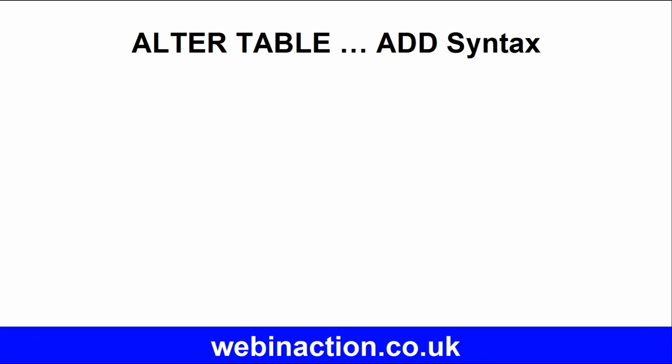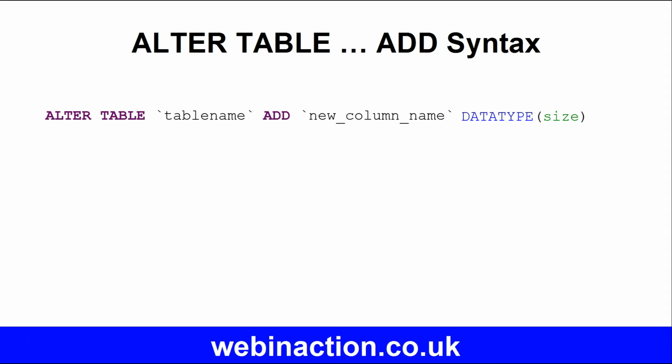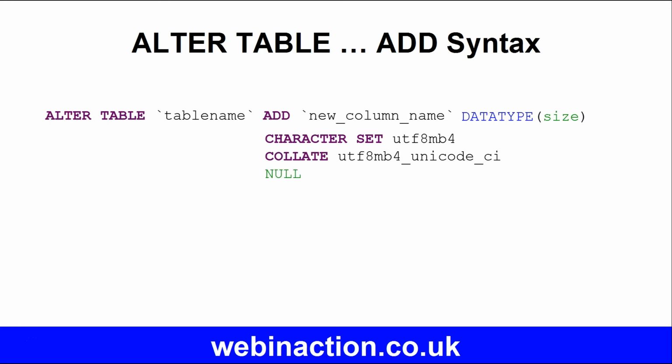A full add column statement would be alter table, table name, add new column name, data type, parentheses, size, character set, remember 2 words, utf8mb4, collate utf8mb4_unicode_ci. Null, if we want null or empty values to be allowed, after column name, specifying the position of the new column in the table. This can be after an existing column, or first for first in the table, or if we don't specify a position, the new column will be the last in the table.